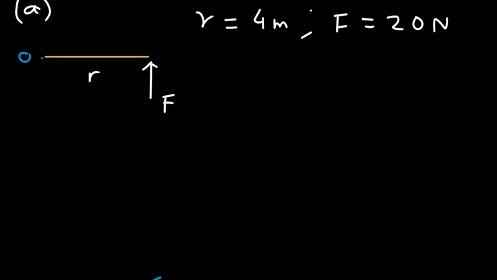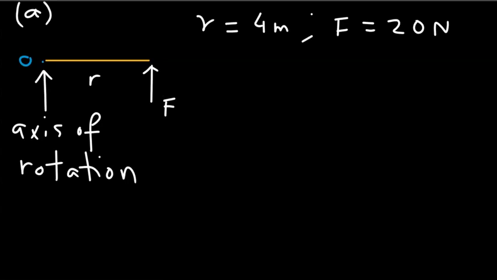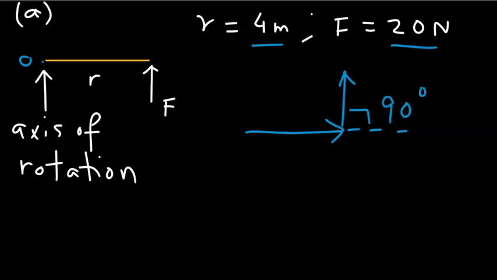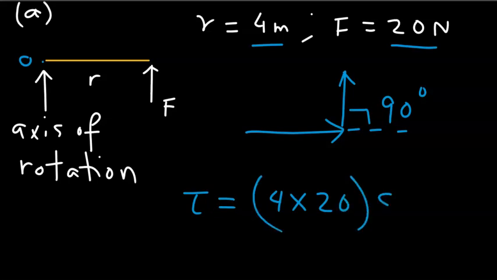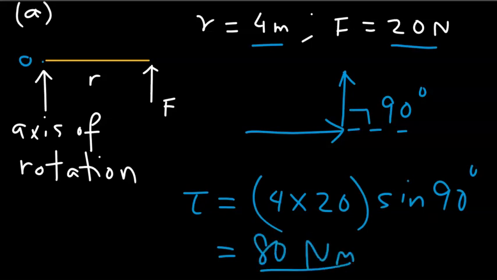So here you have a rod. This is the axis of rotation. The length of the rod is 4 meters, and the amount of force that is acting at the tip of the rod is 20 newtons in that direction. So we see that that is the direction of the position vector, and that is the direction of the force. And the angle between them happens to be 90 degrees. So we determine the torque for this case. It is quite simply 4 times 20 times sine 90, which is simply 80 newton meters.